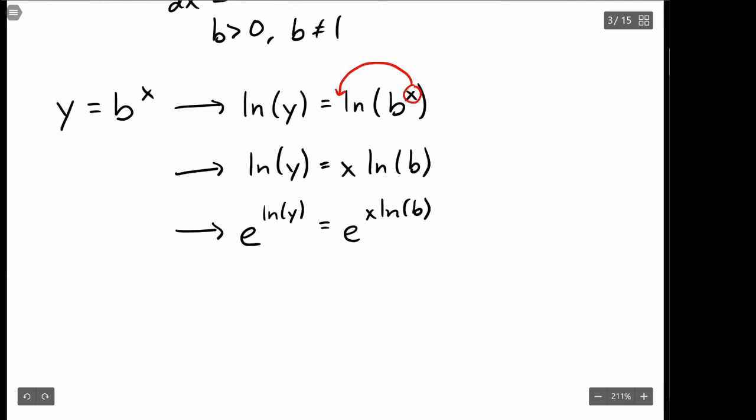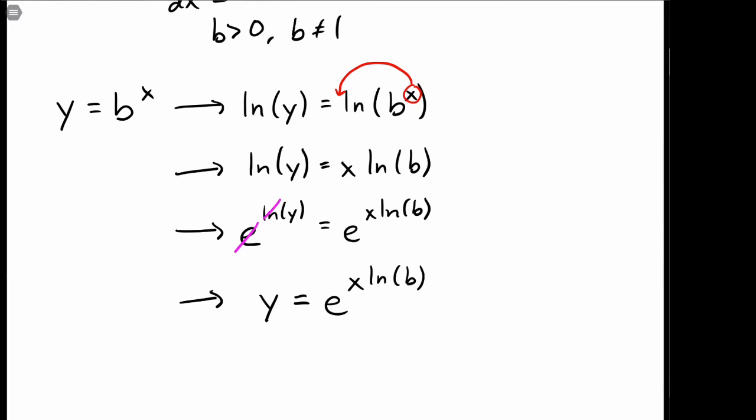But remember the property of logarithms: the main reason logarithms exist is to be an inverse of exponential functions, and e and ln are inverses of each other. So these cancel out, and the left side is just y again. The right side, well, we're kind of stuck with this. So what we've done is we rewrote b to the x as e to the x ln of b.